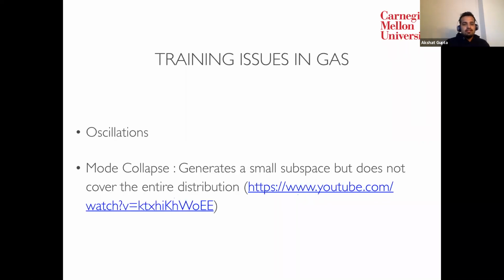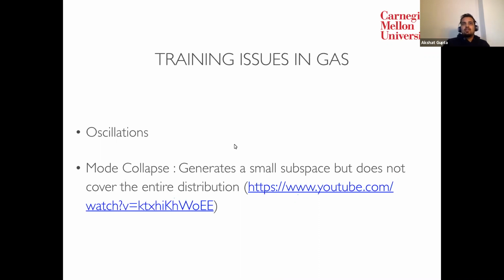So this was kind of an example of how oscillations can occur in GANs. Oscillations occur in two-player games in general. Another common thing we observe in GANs is called mode collapse.